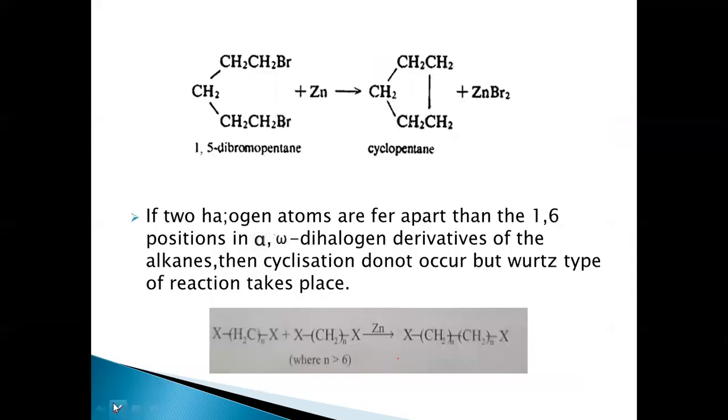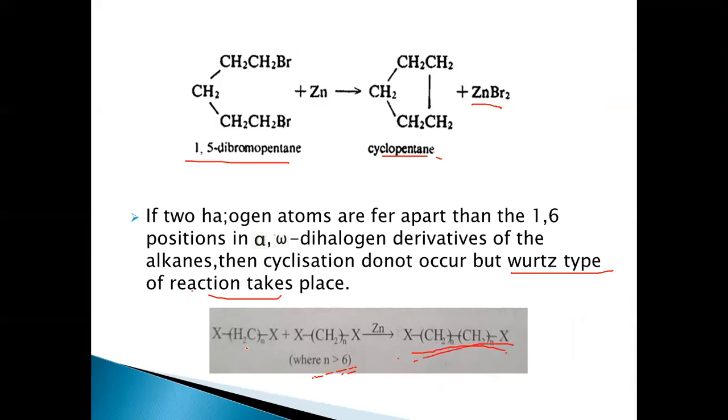Yes. In order to obtain the cyclopentane, here we are taking 1,5-dibromopentane. So again, cyclopentane is formed and ZnBr2. I've already said when n is more than 6, this method is not useful for the preparation of cycloalkanes. Instead, the Wurtz reaction will take place, and this particular product is obtained instead of cyclization.